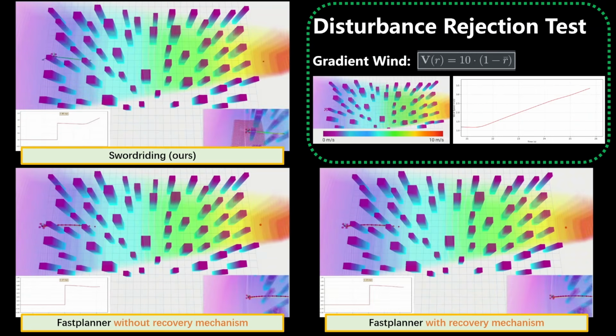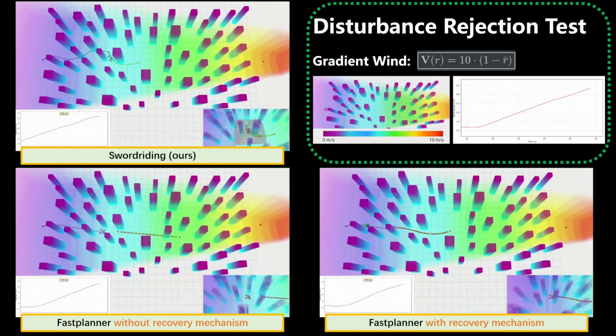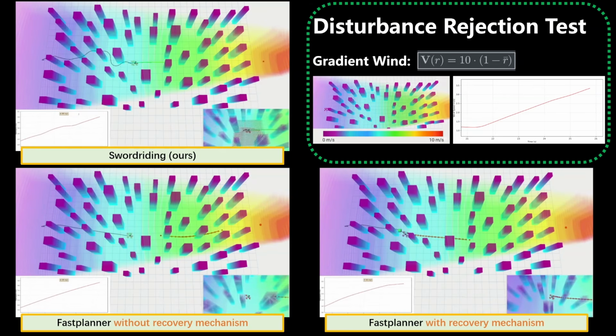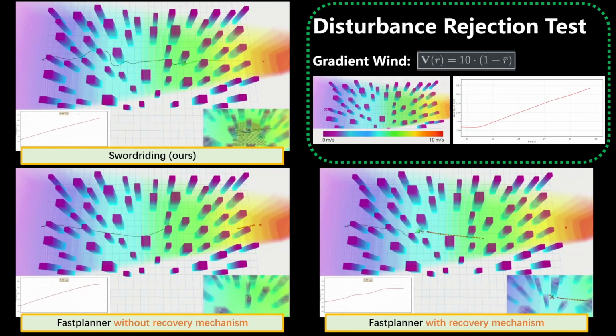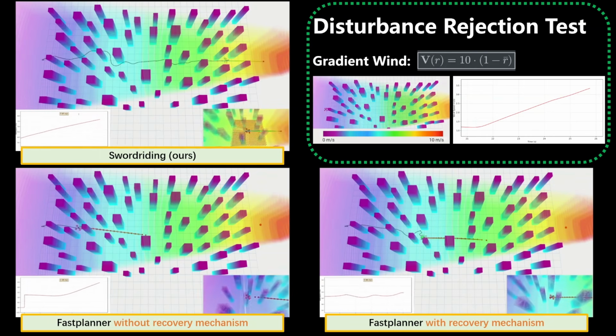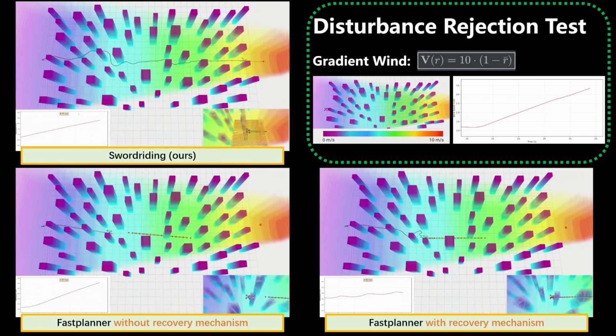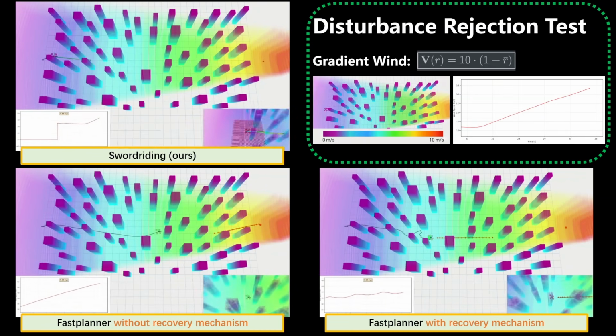In another disturbance rejection test, a uniform gradient wind field was applied. It was observed that when the wind speed reached approximately 4 meters per second, the compared methods began to deviate from the preset trajectory, and even with the addition of a recovery mechanism, they ultimately failed to regain the preset trajectory.